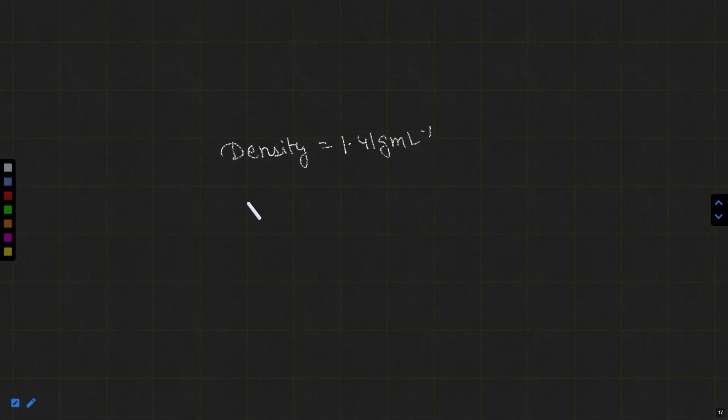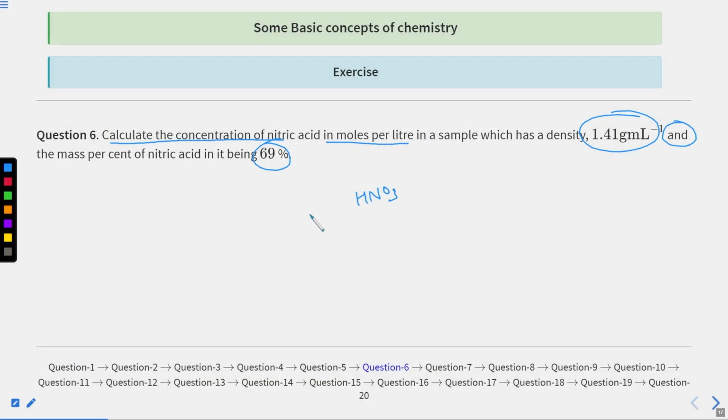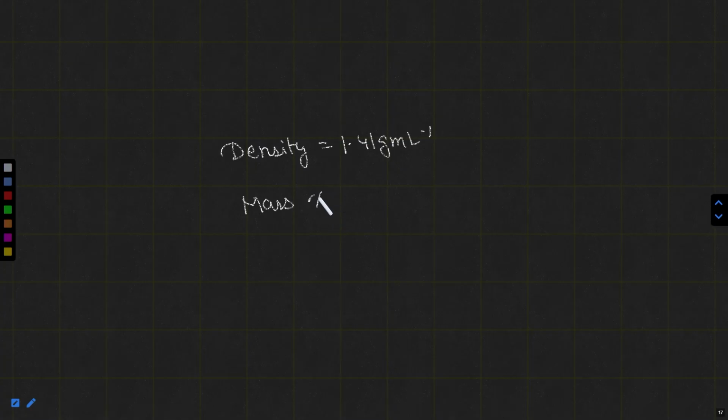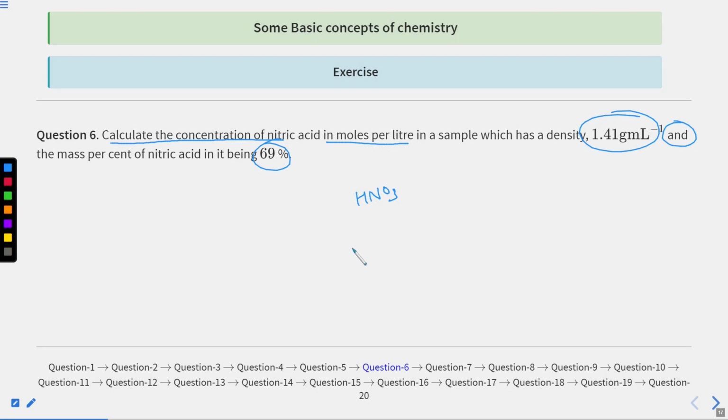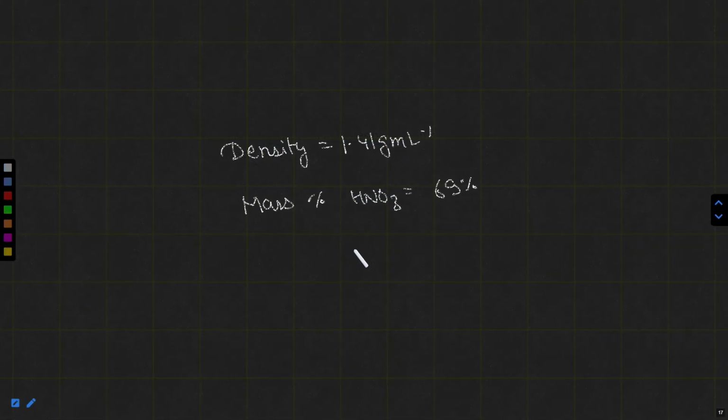And the mass percentage is given of what? Nitric acid. So mass percentage of nitric acid is given. So HNO3 is the nitric acid. That is given as 69%. So first of all, what are the things that we need? We need the number of moles. So we have to calculate the moles per liter, right? So we need the moles and the liter, means that is the volume. So how we will calculate?